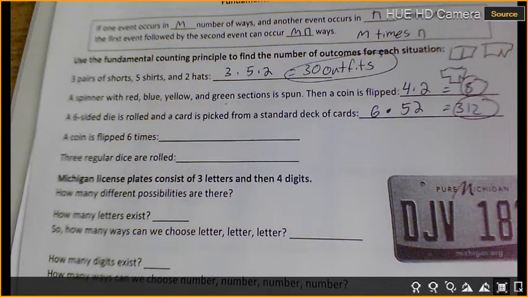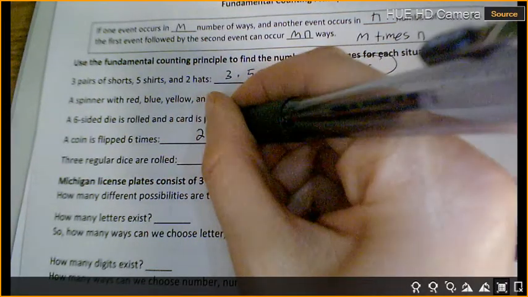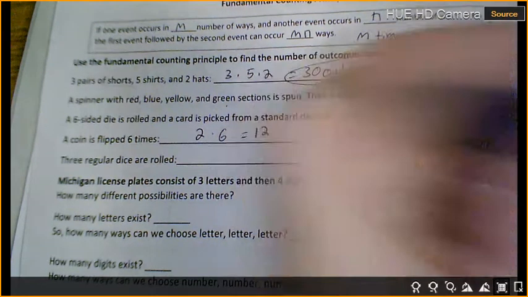A coin is flipped 6 times. So how many different sides of a coin are there? 2. But I'm doing it 6 times, right? So we just get 12.